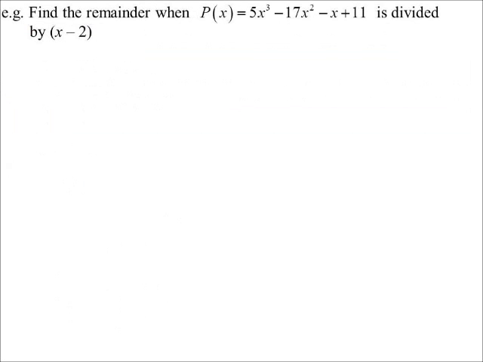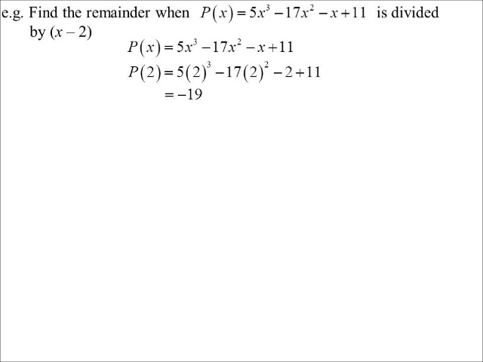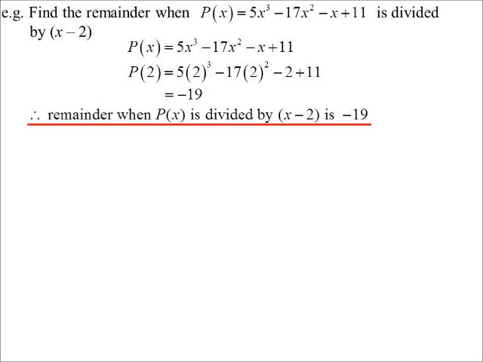All right, let's use it. We're going to find the remainder when divided by x minus 2. Well, all I've got to do now is simply substitute in. It turns out to be, as you can see, negative 19. That's certainly a lot quicker than having to do a polynomial division and then go, oh, right, there's my remainder. We can just bang, substitute in, get the answer.